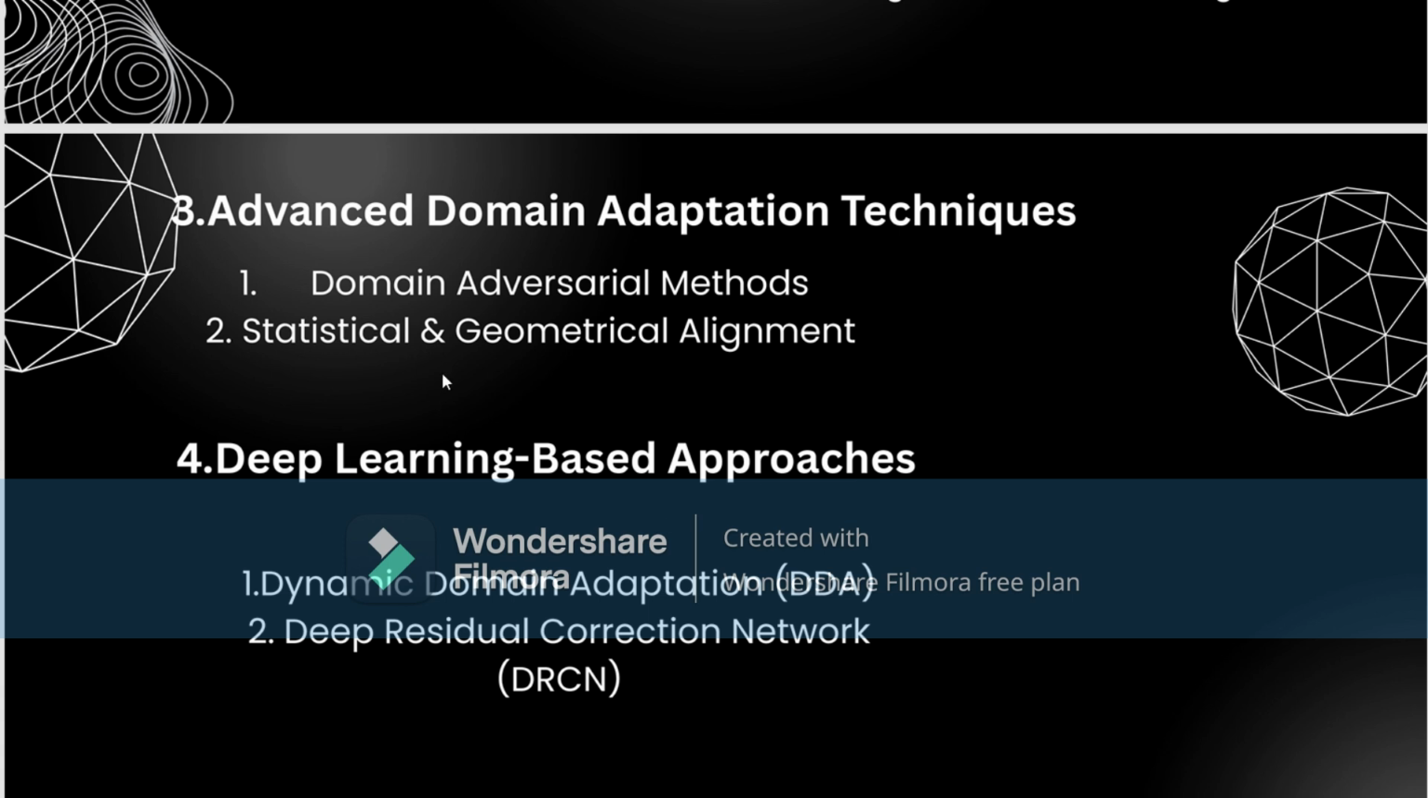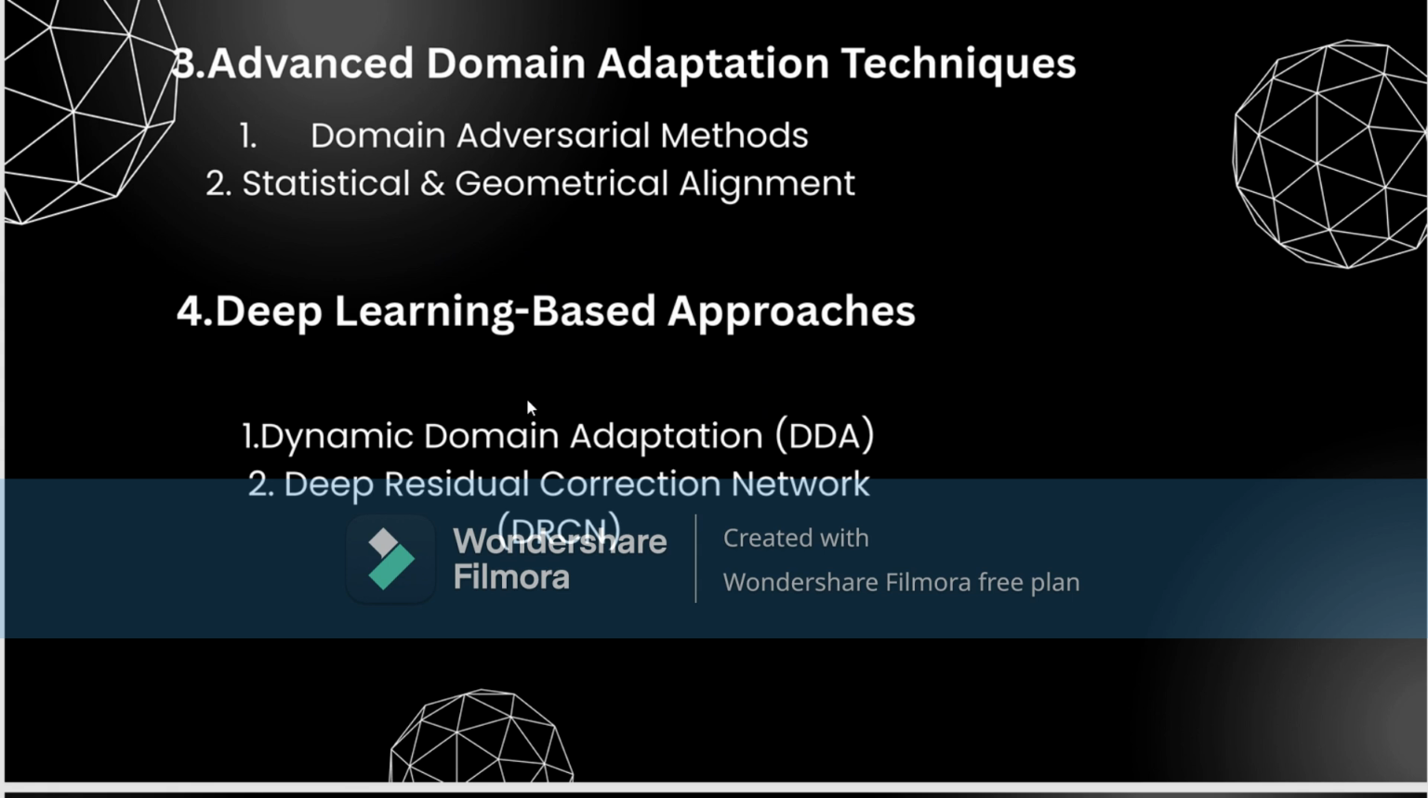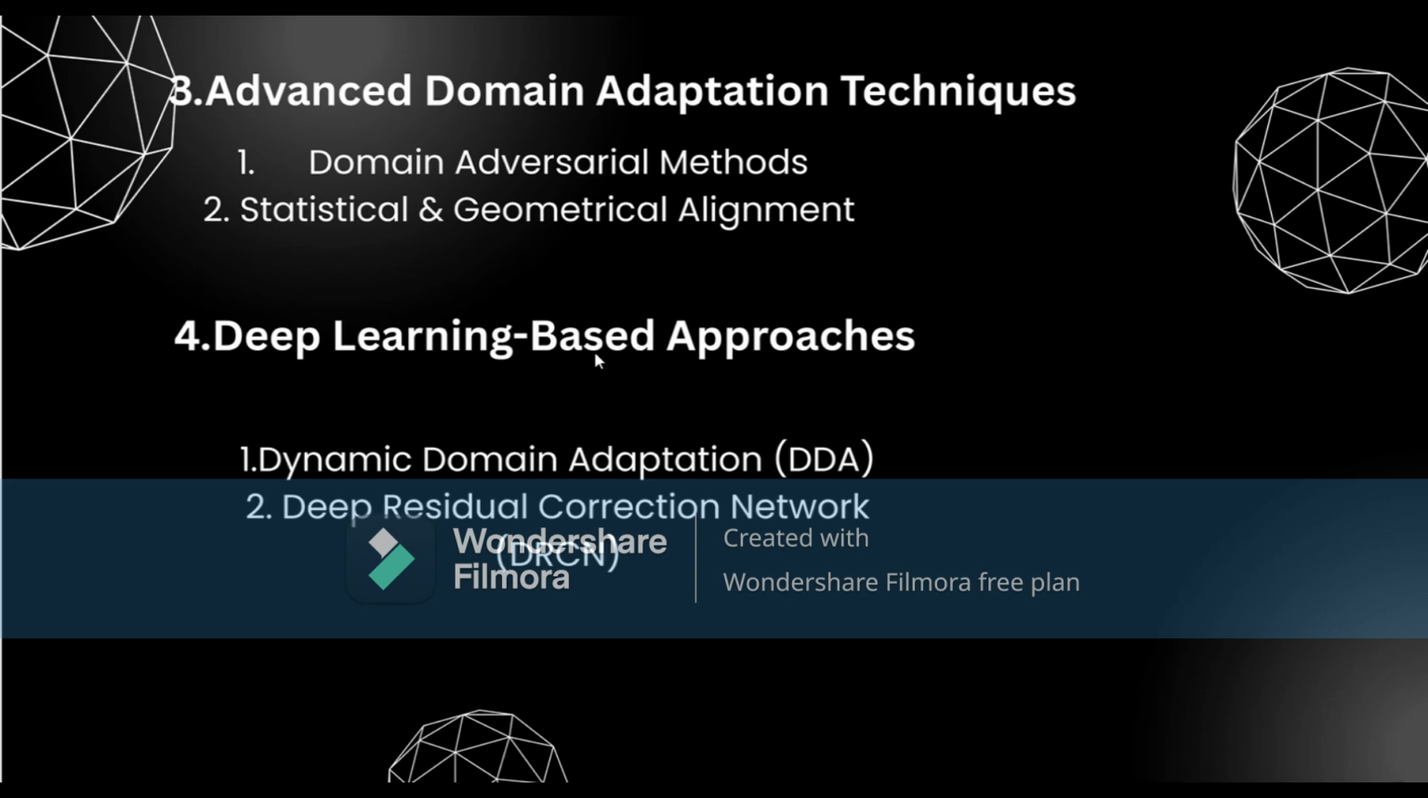One is domain adversarial methods, and the other is statistical and geometrical alignment. Domain adversarial methods reduce domain shift using adversarial training. It has some limitations: it assumes the same label space across domains. An enhancement is unilateral alignment to address incomplete target label space.